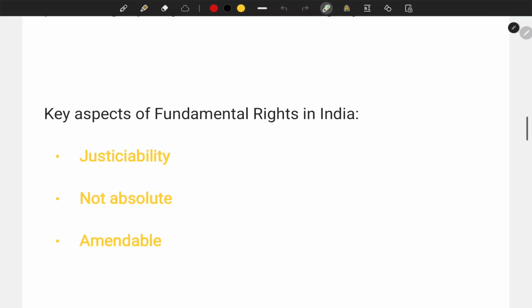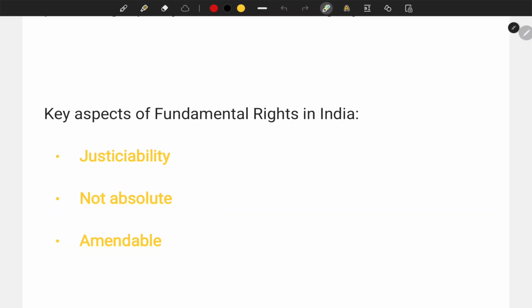So what are the key aspects of fundamental rights in India? The biggest aspect is that it is justiciable. The courts in India ensure that your fundamental rights are not violated. It is not absolute. We also need to remember that in certain situations, these fundamental rights can be restricted. These are not absolute.